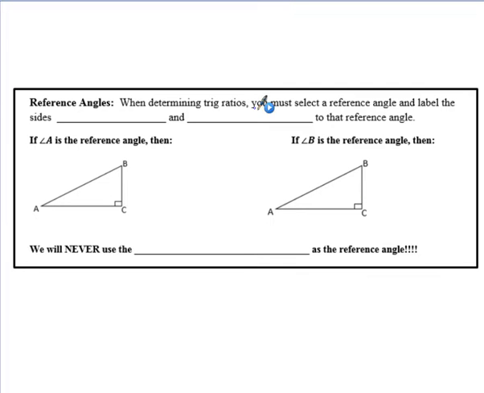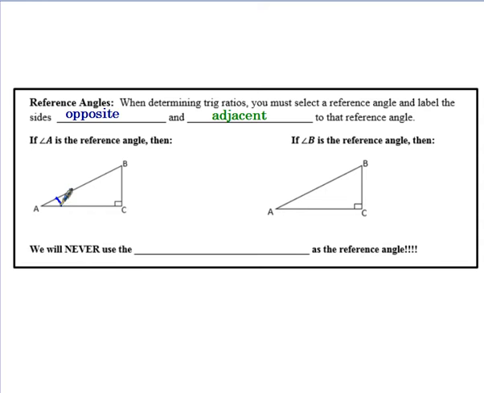So when we are determining trig ratios, you have to find something called a reference angle, and then from that reference angle you're going to label the opposite and the adjacent sides. Here I just have a simple right triangle, triangle ABC, and let's say that angle A is the reference angle. I always recommend putting a little mark wherever your reference angle is.